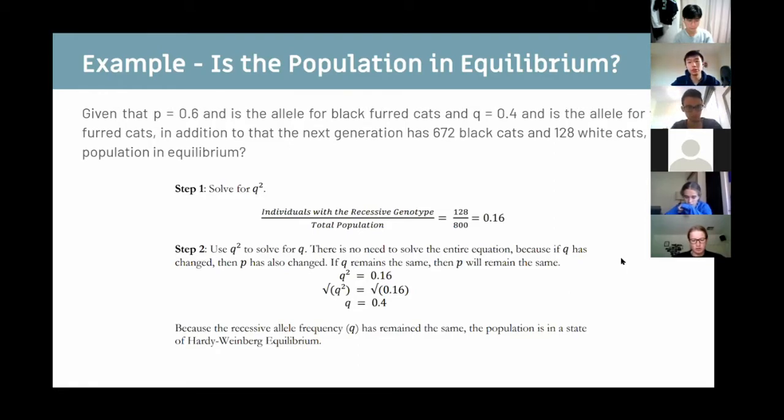So here's an example you can use of the Hardy-Weinberg equilibrium. Let's say that the dominant allele is for black-furred cats, and it's represented by P. 60%, or 0.6, of the total number of alleles is P, the dominant allele for black-furred cats, and 40% of the alleles is for white-furred cats. In addition to that, we know that in the next generation of cats, there are 672 black cats and 128 white cats. And the question is, is the population in equilibrium?